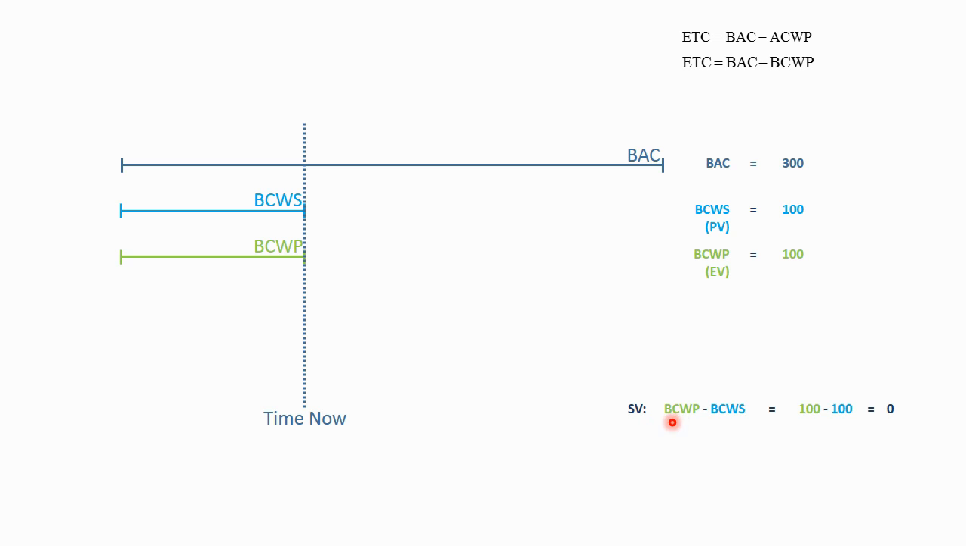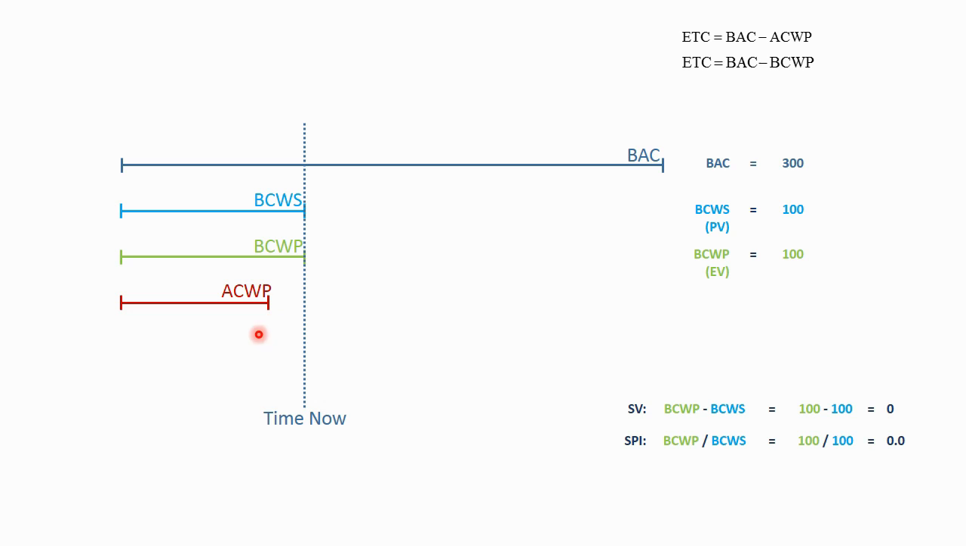The schedule variance is the budgeted cost of work performed, 100 hours, minus the budgeted cost of work scheduled, 100 hours. 100 minus 100 is 0. No schedule variance, that means the project's on schedule, and you can see that here. The schedule performance index is the budgeted cost of work performed divided by the budgeted cost of work scheduled, 100 divided by 100, that should be 1.0. This project is on schedule.